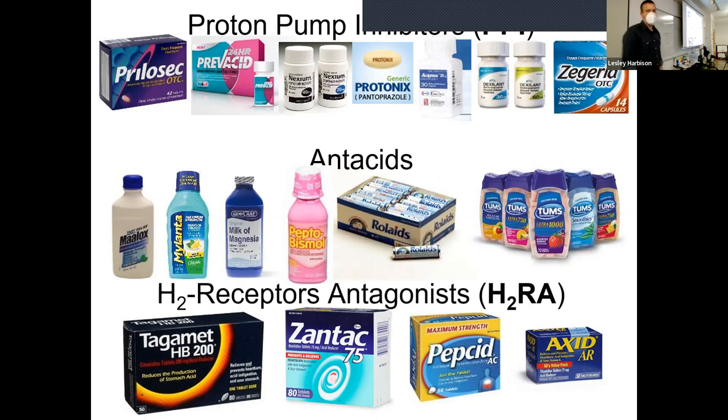There are three main classes of drugs that work for this issue. Proton pump inhibitors are the big guns. Those are the most potent ones, the ones that were prescription until relatively recently. They are heavy duty, they work relatively quickly, and they're super effective. The antacids are real fast acting, but short-term acting. They provide immediate relief, but not for very long.